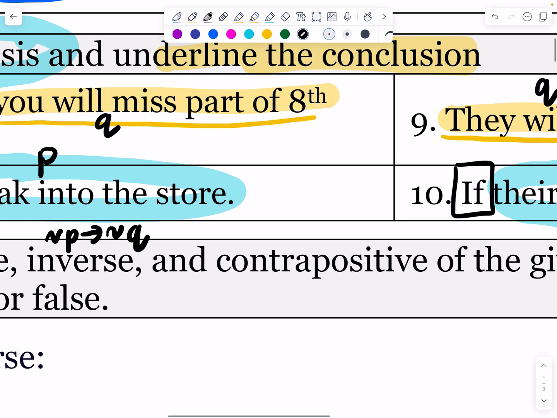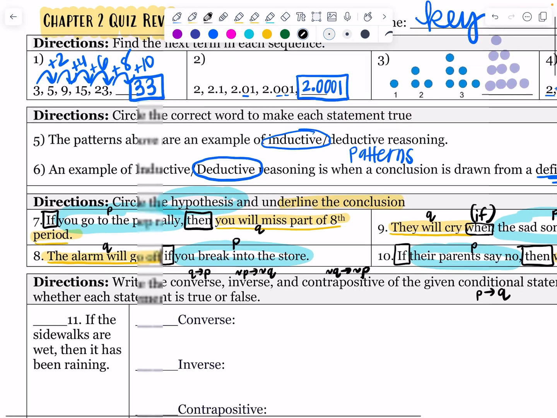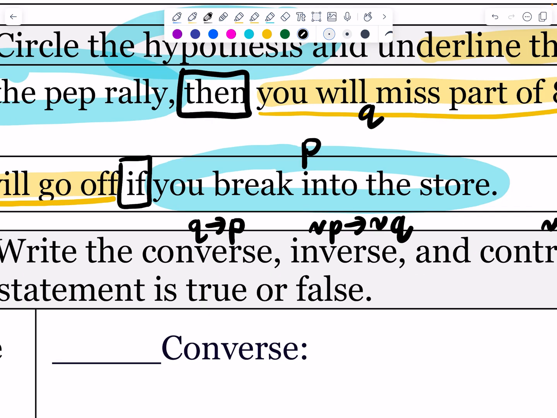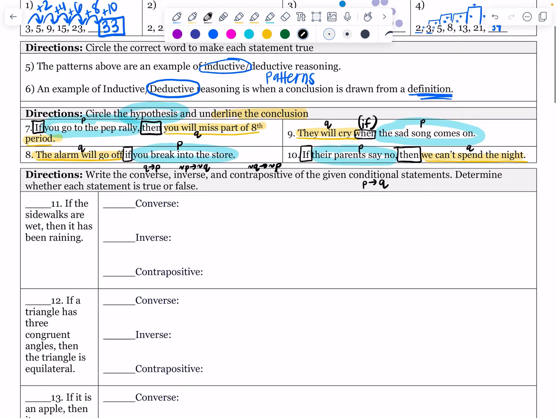And then contrapositive is the most. It's the most letters. Look at how long that one is compared to everything else. That is where you're going to not only switch them, but you're also going to flip them. So just as a quick review, you switch the converse, you flip the inverse, you switch and flip the contrapositive. So make sure you know that for quiz day.